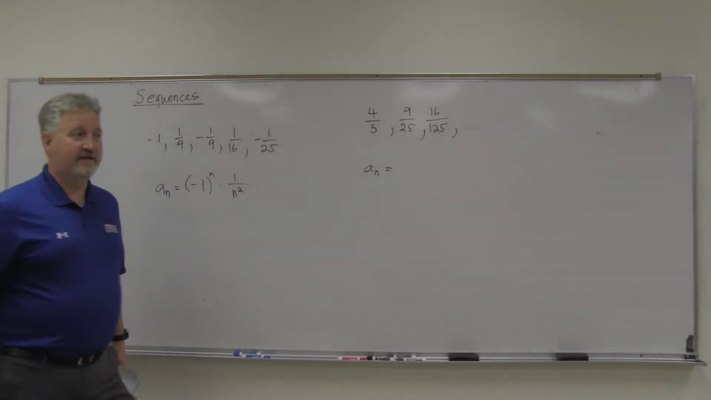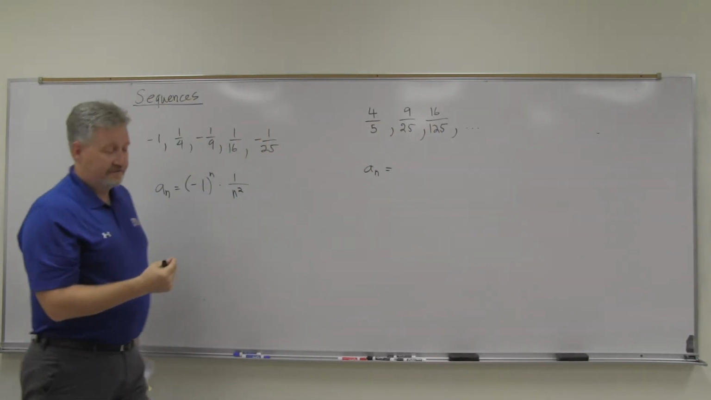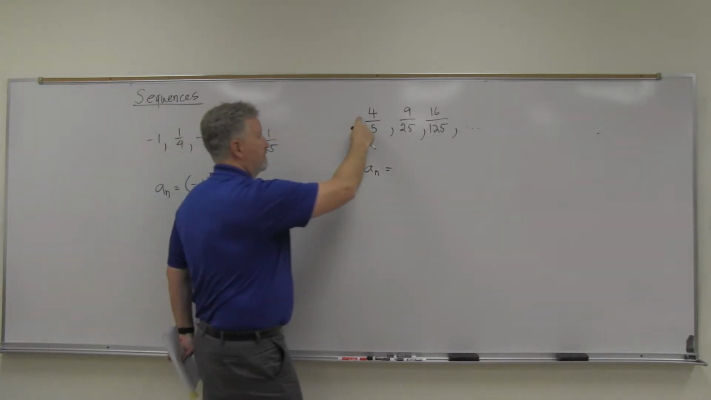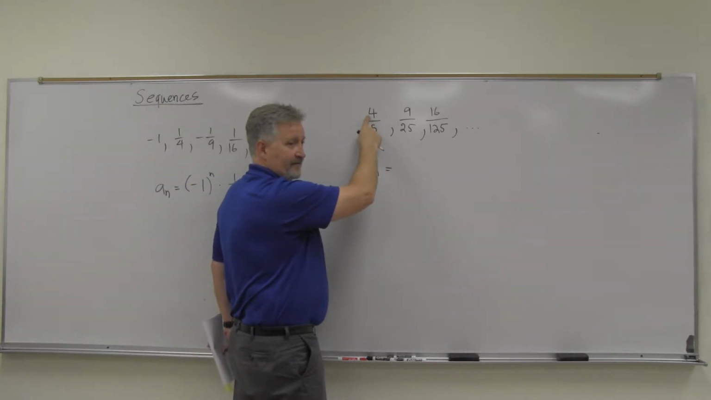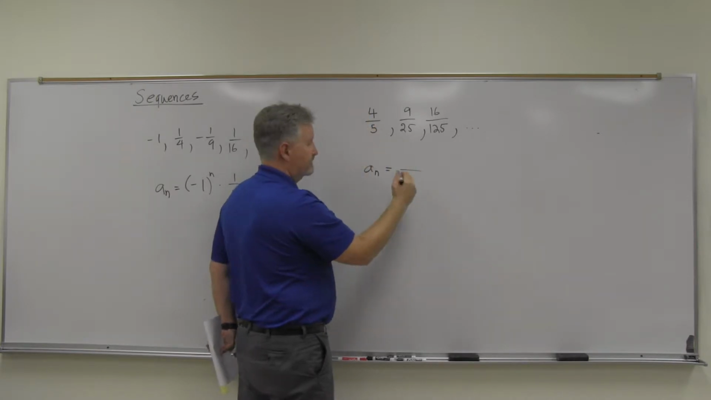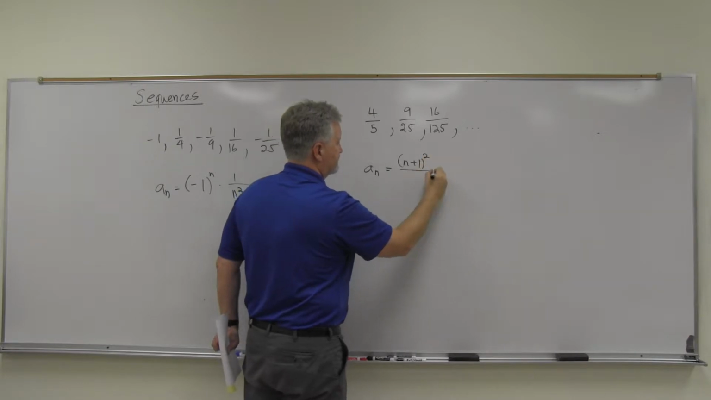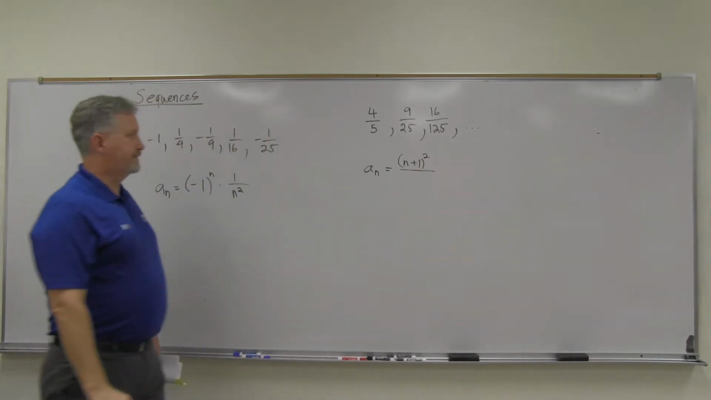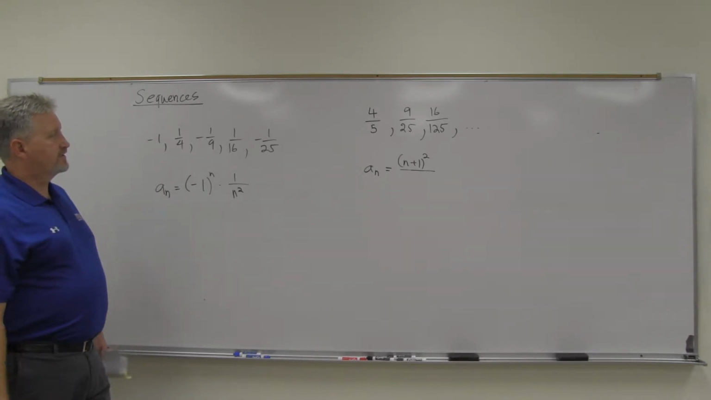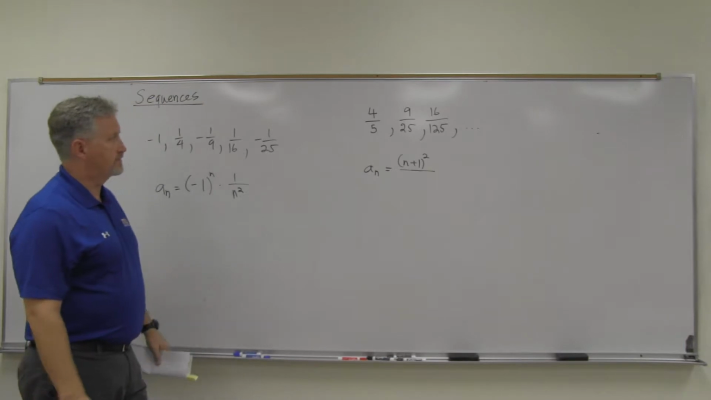2 squared, 3 squared, 4 squared. The only deal is the first one starts with 4. It's not 1 squared, it's 2 squared. And so to start off the first one with 2 squared, it'd be n+1 squared. Is that okay? You just got to make that little adjustment because the first one is 2 squared instead of 1 squared. So yeah, n+1 squared.